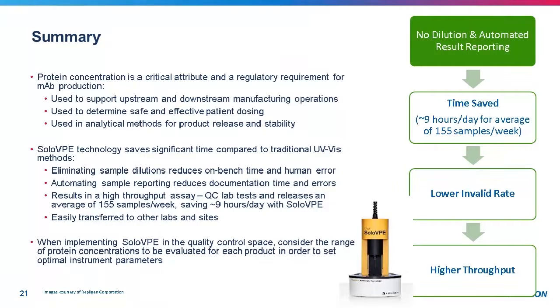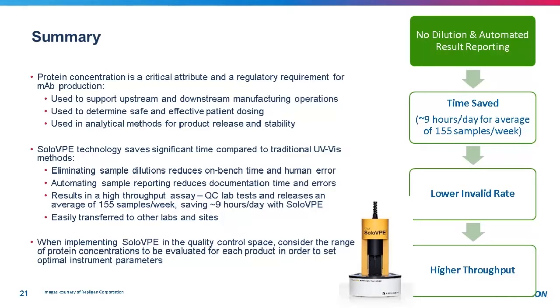Implementing the SoloVPE technology saves significant time compared to traditional UV methods, especially in the quality control space. By eliminating sample dilutions, we're able to reduce on-bench time and human error. By automating the sample reporting, we're able to reduce documentation time and errors, as well as the need to have a second verifier. Overall, this results in a high throughput assay.